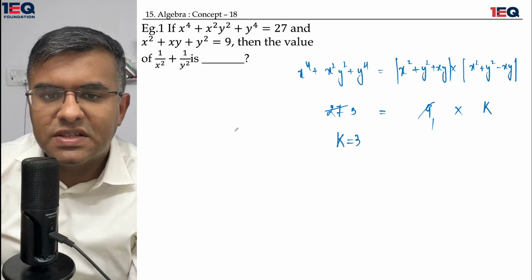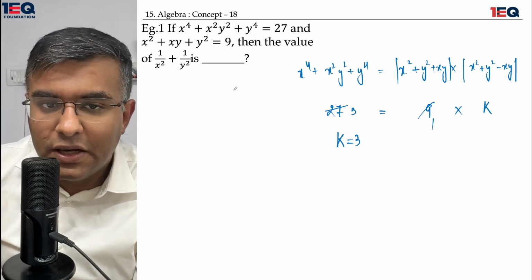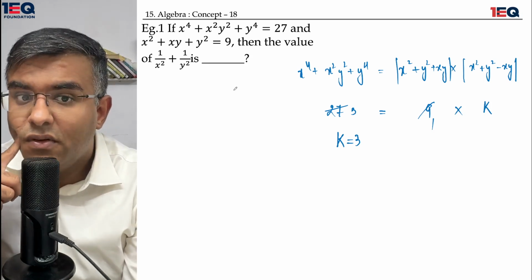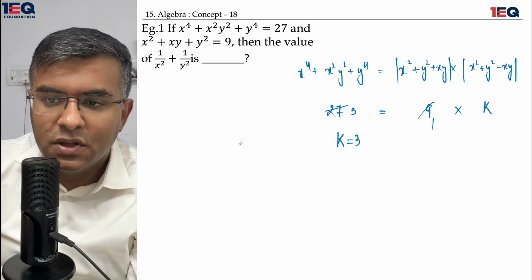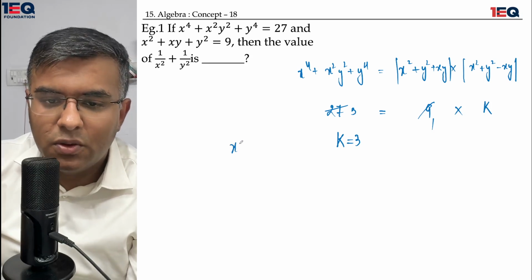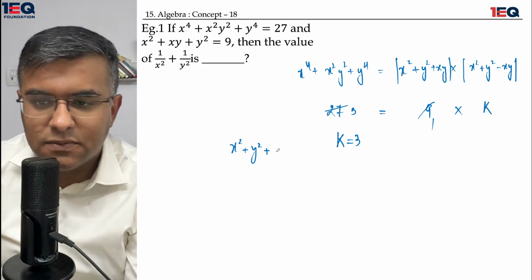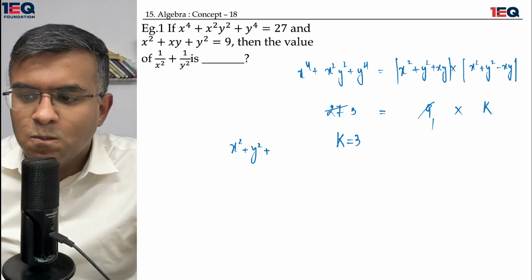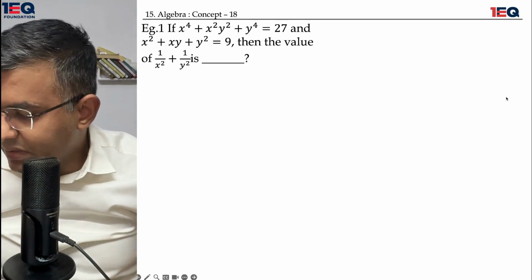Now I have two equations which are very similar in nature. That would help me find out the value of xy. Let me try and do that first. So what am I going to do here? I'm going to write x square plus y square plus xy. This is the question that we were discussing.